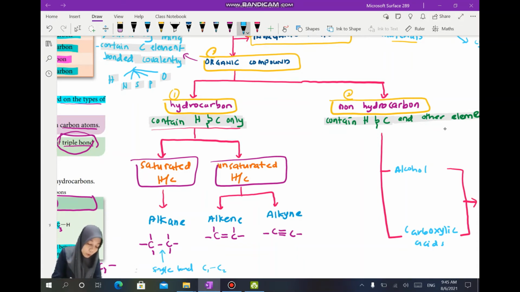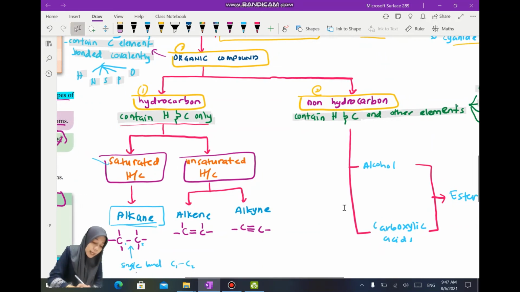So kat sini contoh C1 and C2. So dia ada single bond sahaja. So bermaksud itu adalah saturated hydrocarbon. Contohnya adalah grup alkane. Okay, yang ni nanti kita akan belajar lebih detail. Okay, contohnya grup alkane.